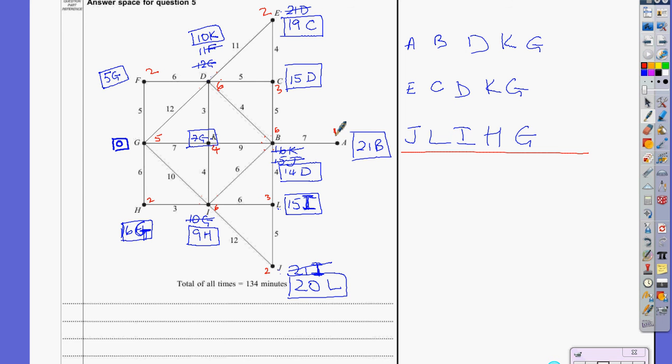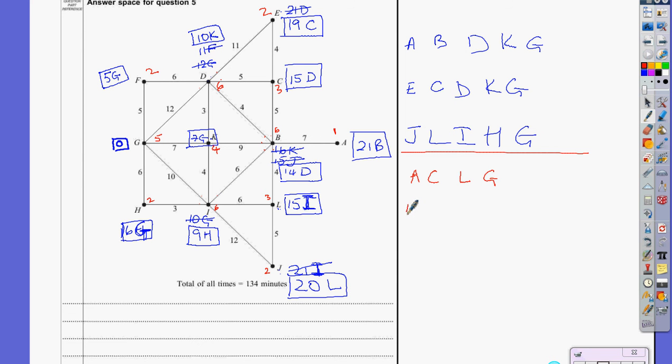Okay, so our odd nodes are definitely A, C, L, and G. Okay, that's the first thing to do, is find the order of the nodes. So how many lines go into each node, how many arcs, and those are your odd nodes. Write those down, you'll get a mark, or at least you'll have an idea of what you're doing.